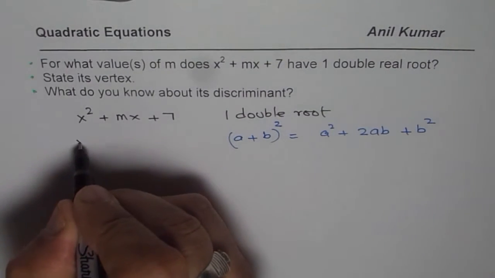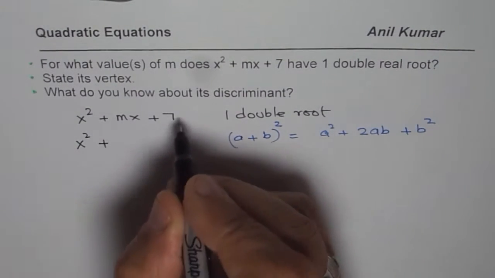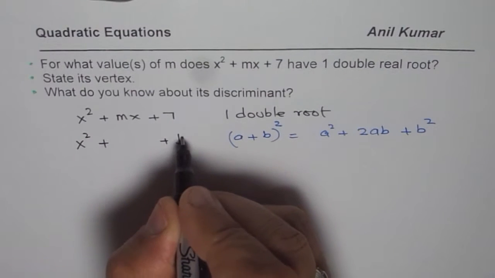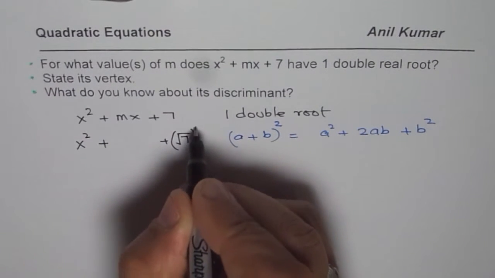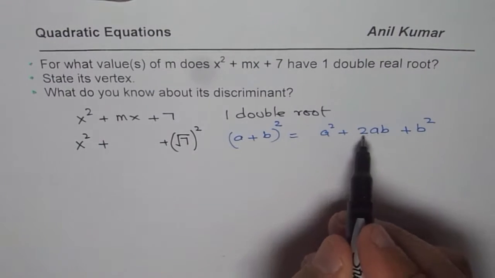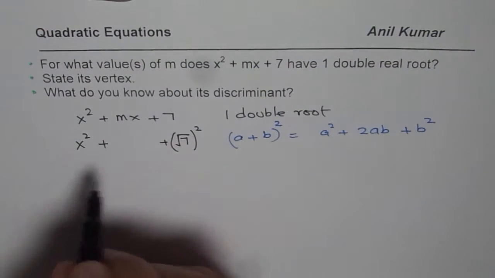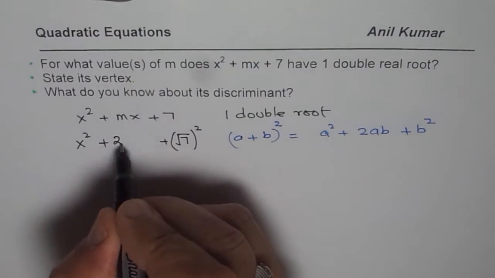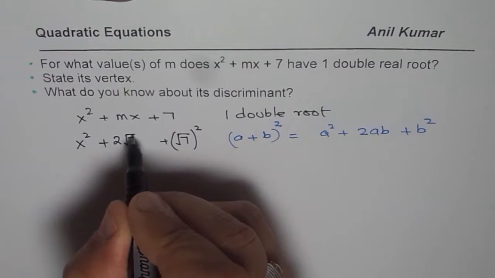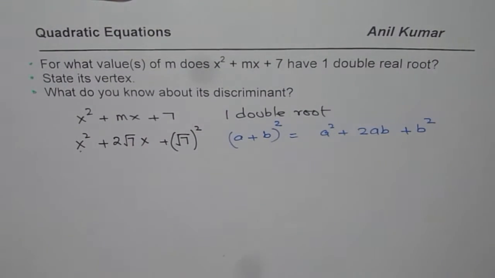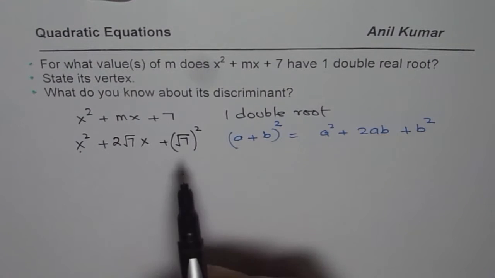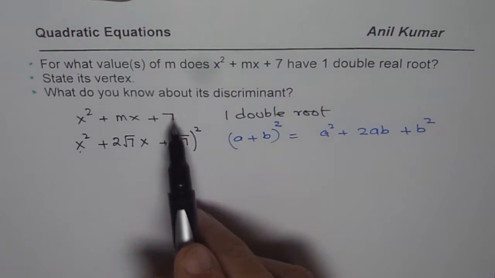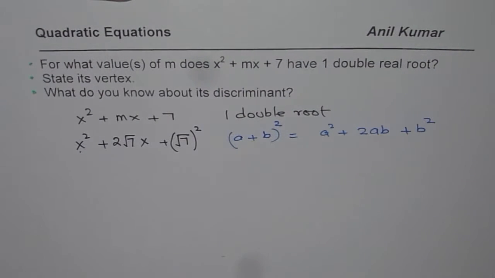So what I will do here is I'll write x squared plus 7 could be written as square root of 7 whole squared. You see that? And now the center term, 2 times ab, that means 2 times square root 7 x. Do you see that? A is x in this case, right? So that is what you get. Now if you compare this, then what is the value of m?